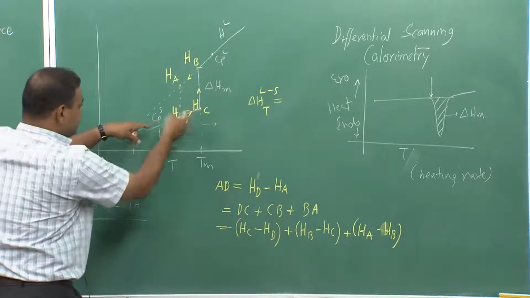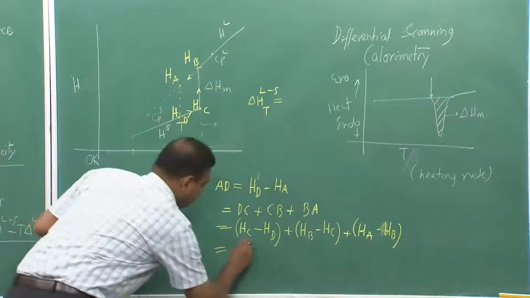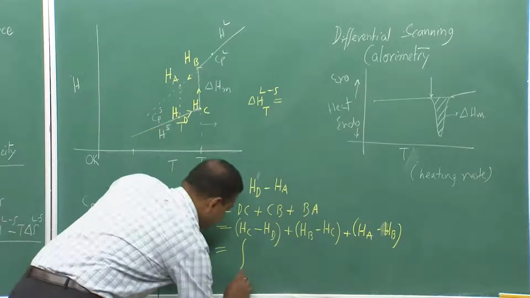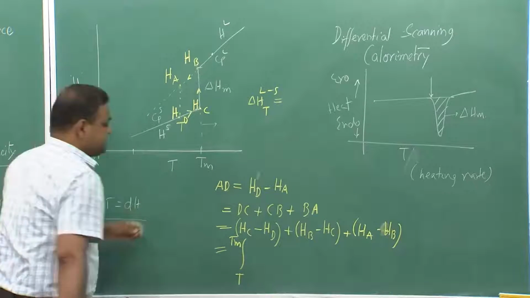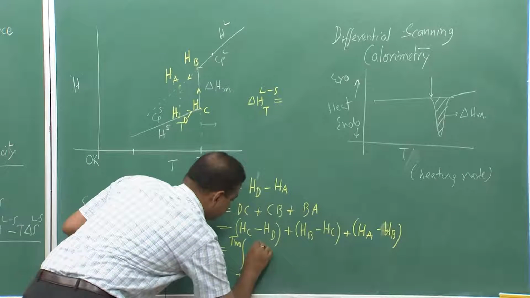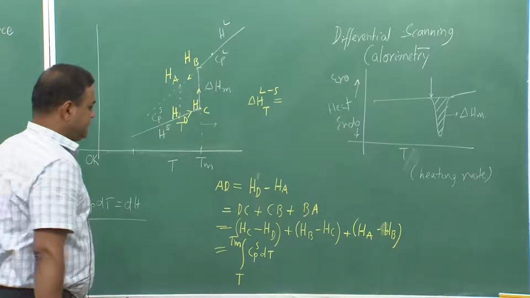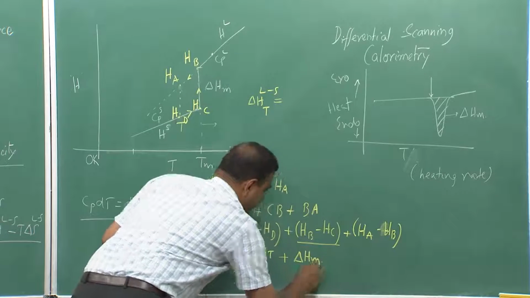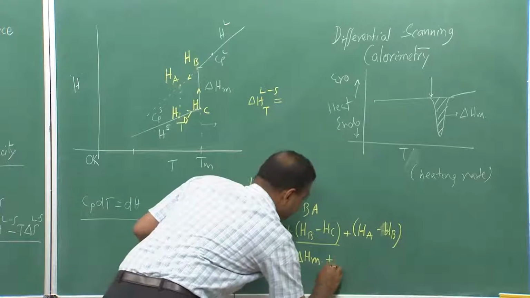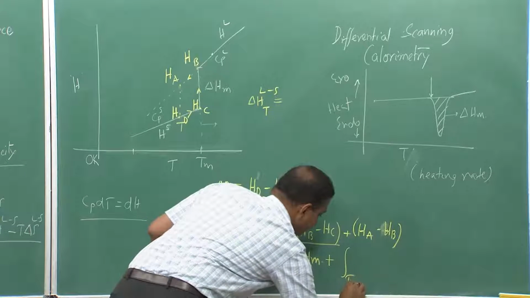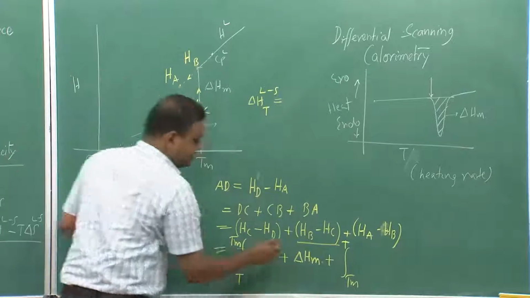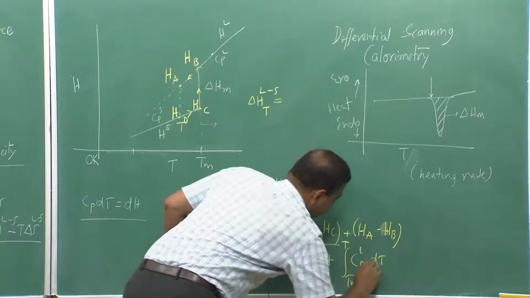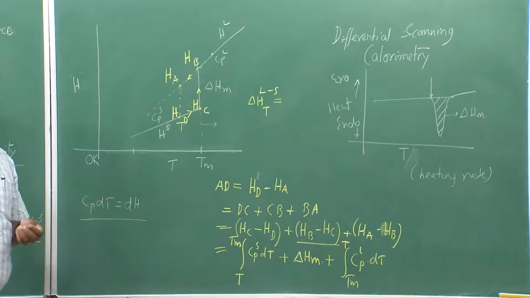Now, this is related to Cp solid. So, I can also write, from T to Tm, integral of Cp solid dT, plus this is nothing but del H m, then plus, Tm to T, integral of Cp L dT. I can write this way also.